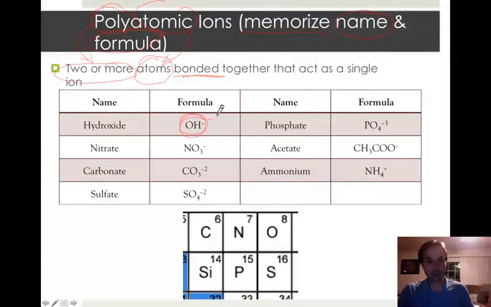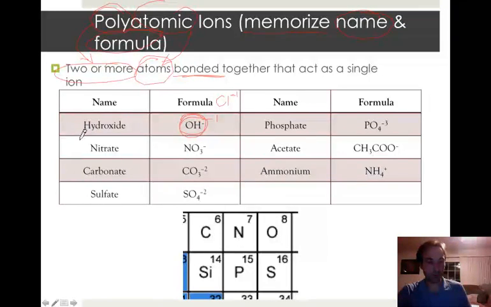So it's got a -1 charge, so it's this little substance that can float around with a -1 charge, just like how chlorine can form a -1 ion. So very similar in terms of they act as a single unit that has a charge, or a single ion. So there are 7 of them. Hydroxide I think is the easiest to remember because its name is just like its formula, hydroxide, hydrogen, oxygen. Okay. Nitrate, carbonate, sulfate, and phosphate.